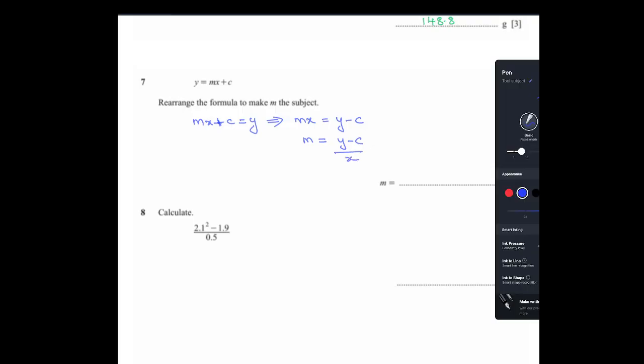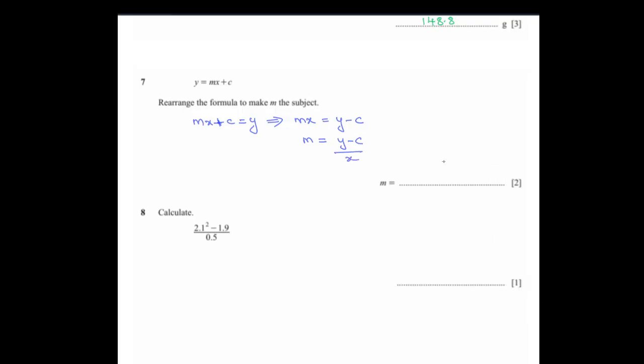Question number 7. y is equal to mx plus c. Rearrange the formula to make m the subject. So here we have to make the subject as m. To flip the equation, mx plus c is equal to y. Now keeping the x term, first bring c on the right hand side. Then keeping m, bring x on the right hand side, it gets divided. This is m. So y minus c by x. This is the answer.